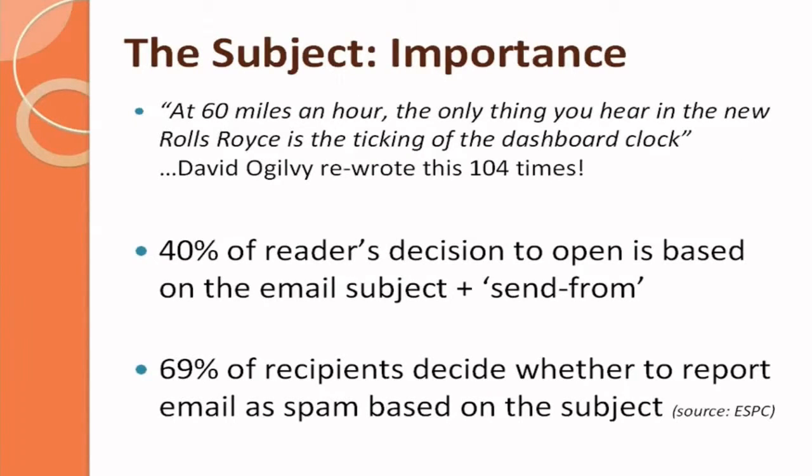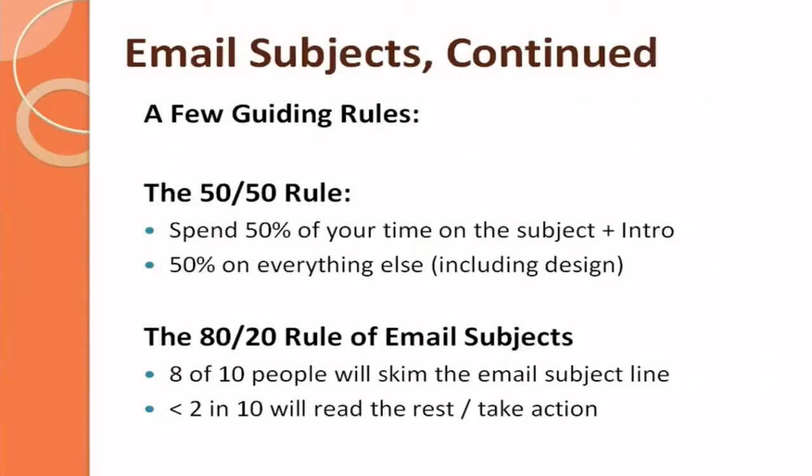Interestingly, some statistics for you. 40% of a reader's decision to open your email is based on the combination of the email subject and the send from. We have some other statistics for you, but that's reasonably important if you think about it. 40%, just based on the subject line and the send from. 69% of recipients decide whether or not to report your email as spam just based on the subject. That's based on research from ESPC. So again, pretty interesting and important when you think about the importance of the email subject.